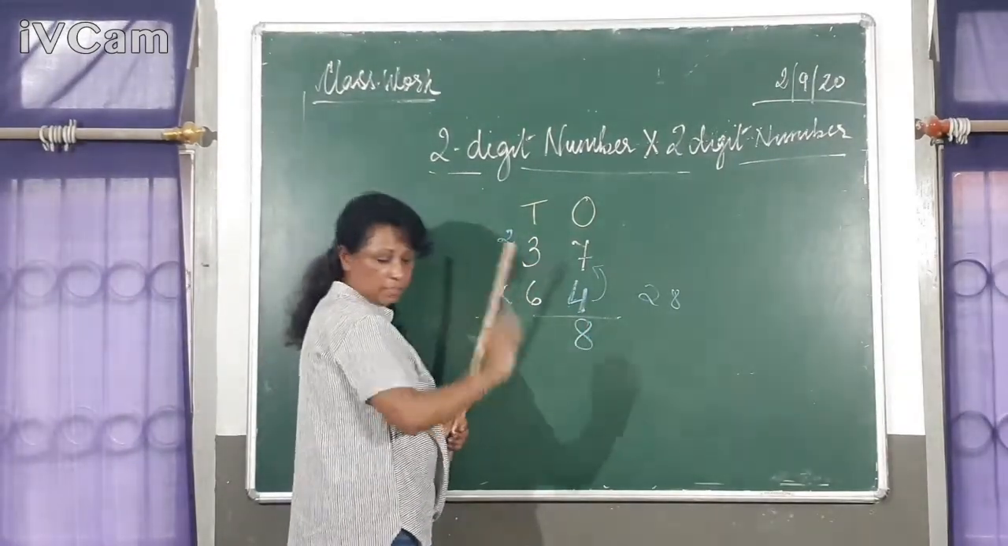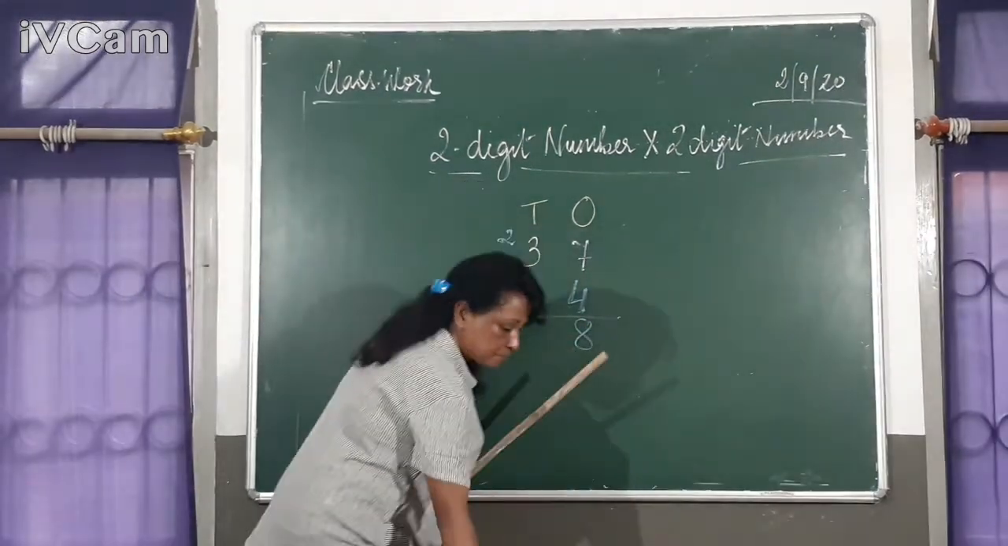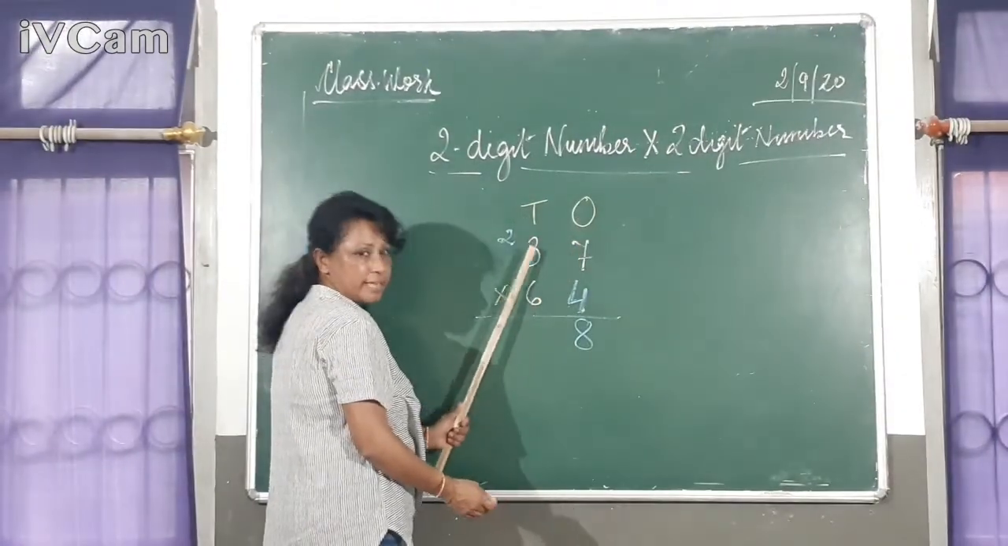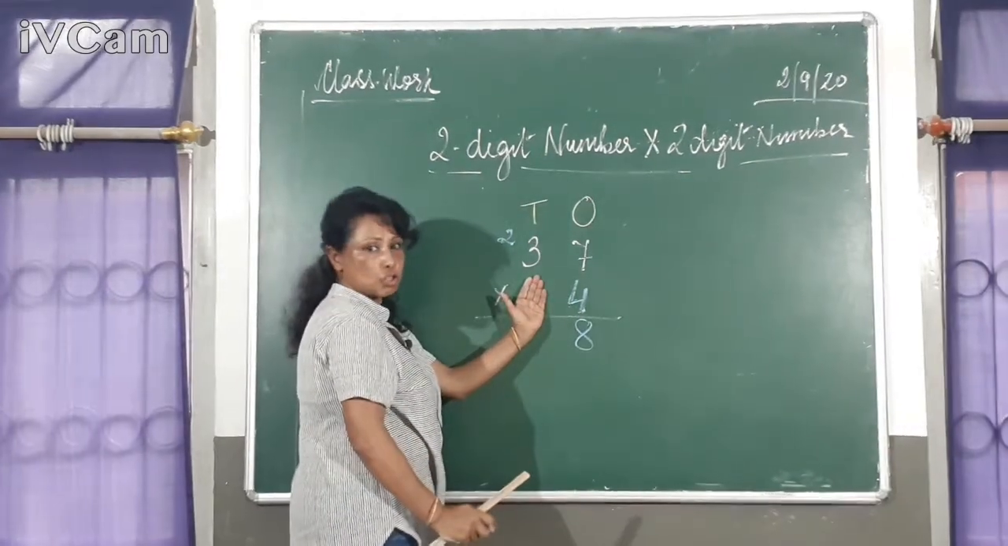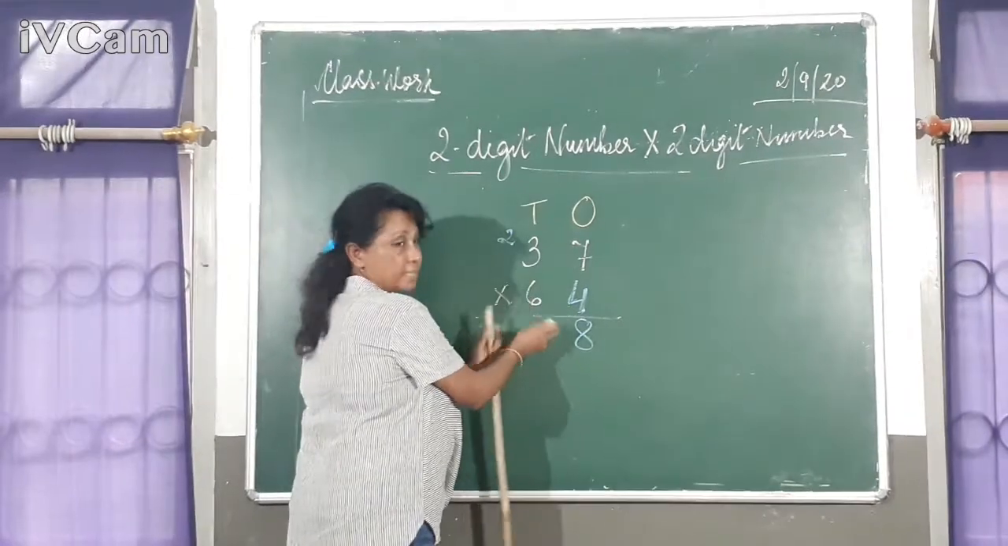I have already explained this in the previous exercise. I am not going to repeat it again. Now after we finished with 7, which was under ones, we move on to tens. Again with the same number, don't look at 6. Look only at 4, otherwise you get confused at the initial stage.